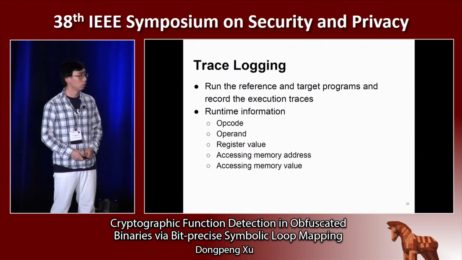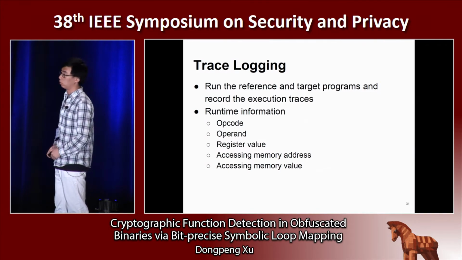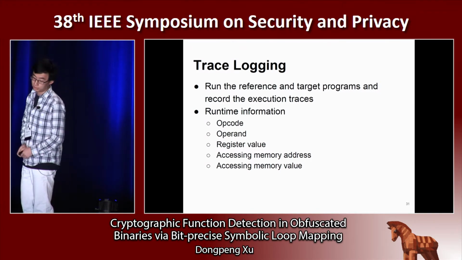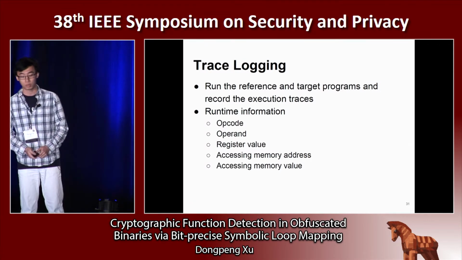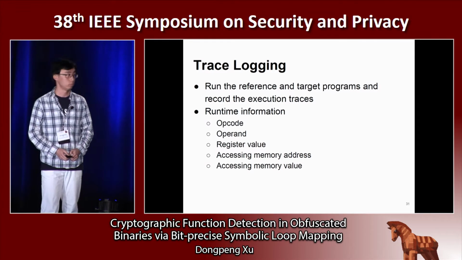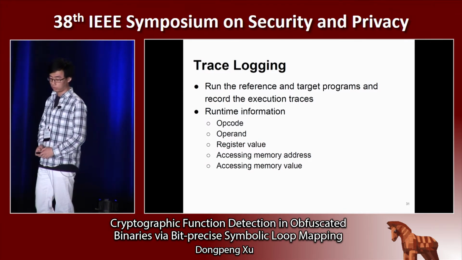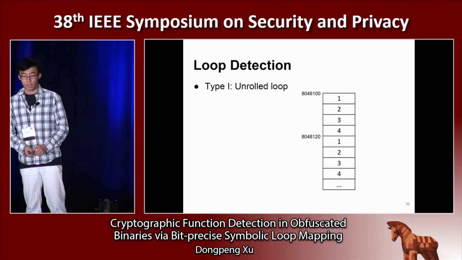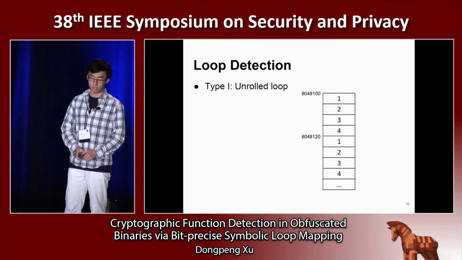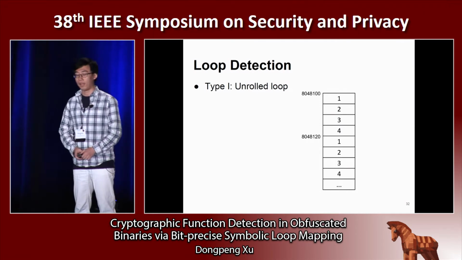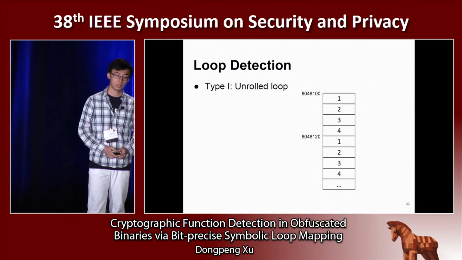After that, we run both the reference program and the target program to get 2 execution traces. The trace contains runtime information like opcode, operand, register values, and the memory access values and addresses. After we get the 2 traces, we run loop detection on both of the traces. Actually, here we detect 2 types of loops. First is the unrolled loop.